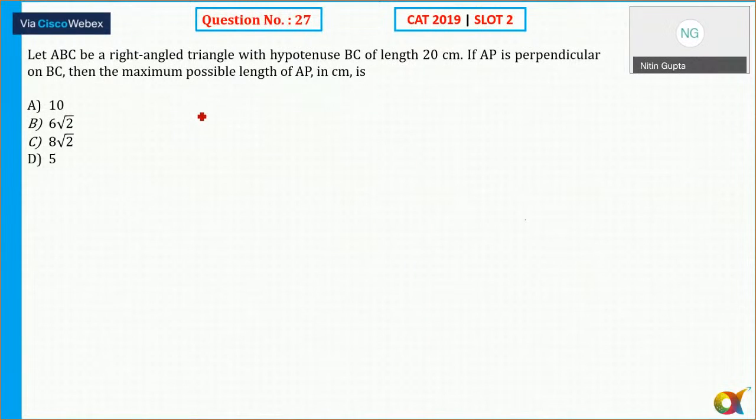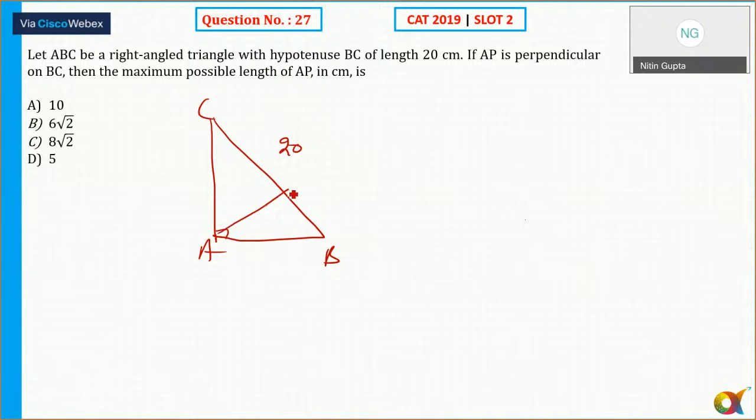Okay, now let's start here. This is question number 27. It says, let ABC be a right angle triangle with a hypotenuse BC of length 20 meters. So there is a right angle triangle ABC with hypotenuse 20 meters. Then the maximum possible length of AP. Let's say this side is A, this side is B, and this is P.